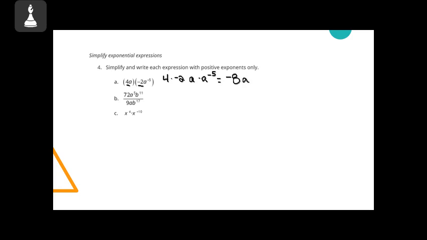And then if I multiply like bases, I add the exponents. So 1 plus negative 5 is negative 4. Uh-oh, I have a negative exponent though. Only the negative exponent moves. Do not move that negative 8. Negative 8 is a number, it's not an exponent. So a to the negative 4th is going to move. And if I move it to the bottom, it then becomes a positive exponent.